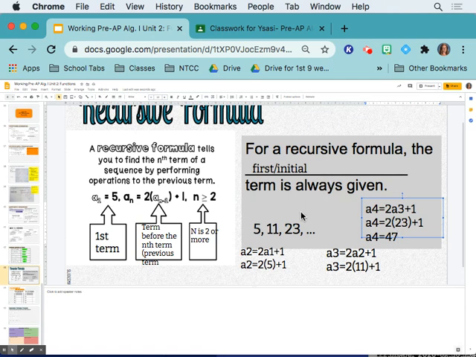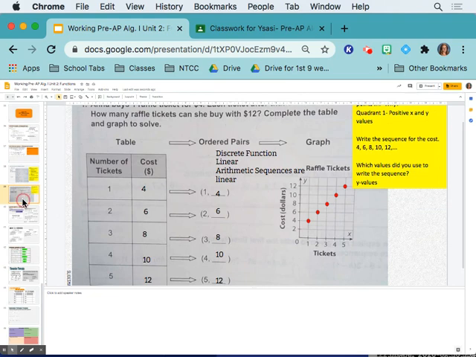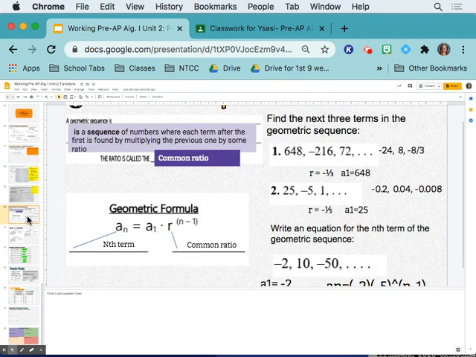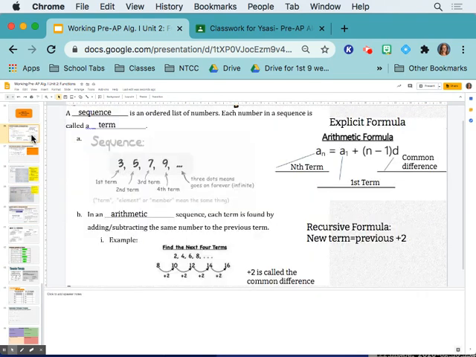So how do you know when to use this one instead of the other one? If you see a subscript n minus 1, you'll know that you're finding the recursive formula. If you see n minus 1 that's not a subscript, it's just n minus 1, you're not having to know what the previous term was. You just have to know the common difference and the first term.